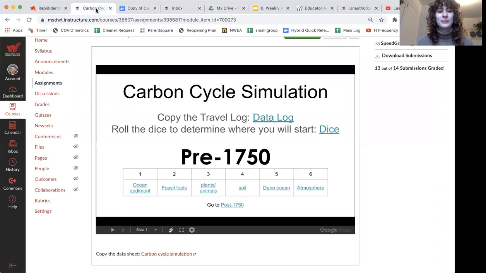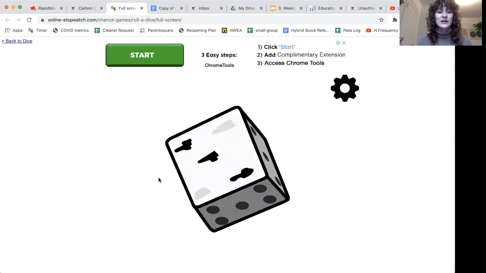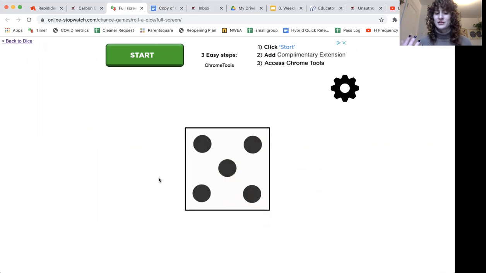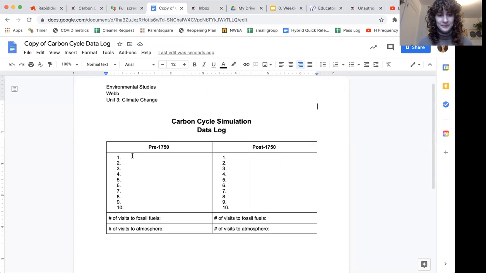And we're going to do that by traveling along as if we were a single atom of carbon, going to all the different places where you can find carbon in nature. So you need to click on this dice because carbon doesn't choose where it's going to go. Things happen to it randomly, so that's what we're using the dice to represent. So I got a 5, and here 5 represents deep ocean. Okay, so I need to record it first. So that's my starting spot.